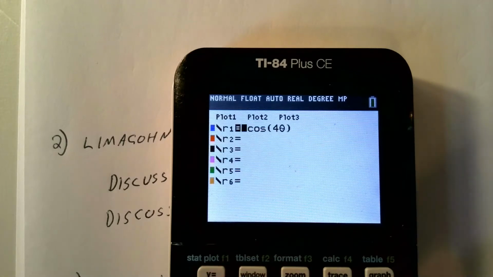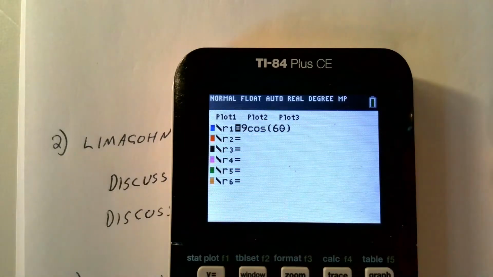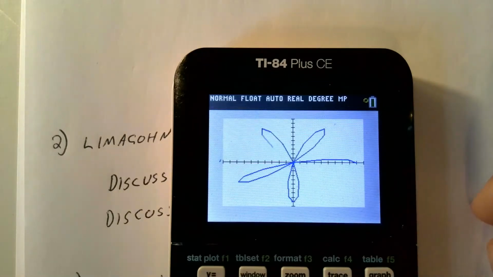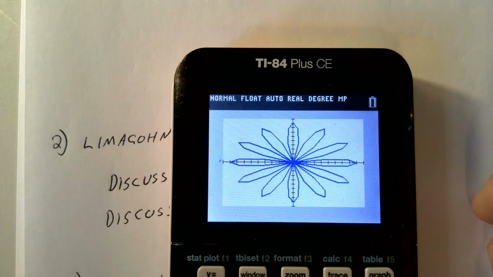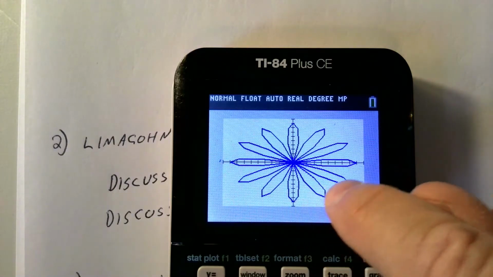And then I'm going to go back to my R, and I'm going to go, okay, well, what happens if I put 6 theta? I know that 2 theta gave me 4 petals, and 4 theta gave me 8 petals. So then my goal is, am I going to get 12 out of this thing? And you're going to see 1, 2, 3, 4, 5, 6, 7, 8, 9, 10, 11, 12.